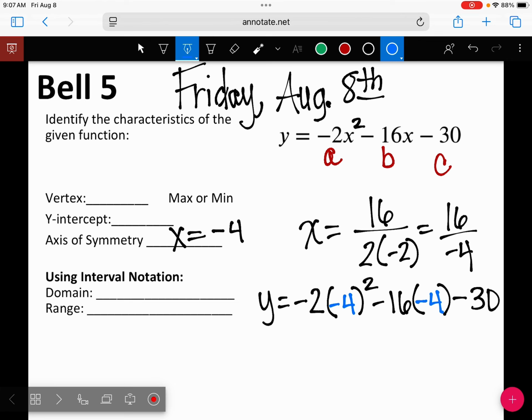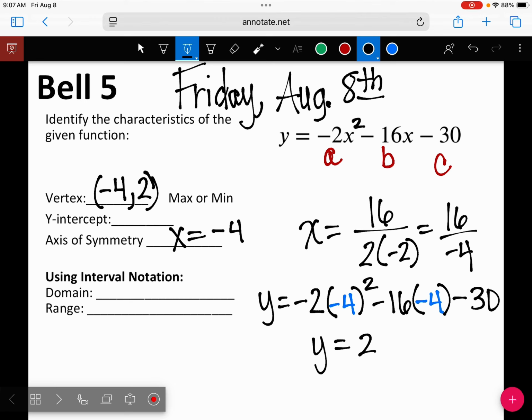All right, what did you all get when you typed that in? +2? Anybody else get +2? Who agrees that it's +2? All right, so that means that the vertex would be at -4, +2.